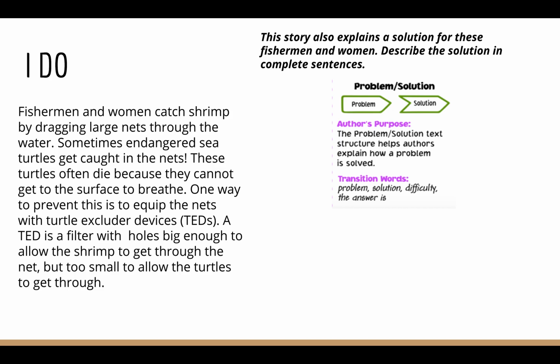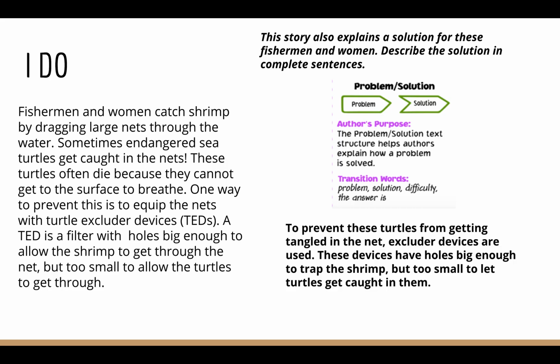So this story also explains the solution for these fishermen and women. Describe the solution in complete sentences. I wrote, to prevent these turtles from getting tangled in the net, excluder devices are used. These devices have holes big enough to trap the shrimp, but too small to let turtles get caught in them.